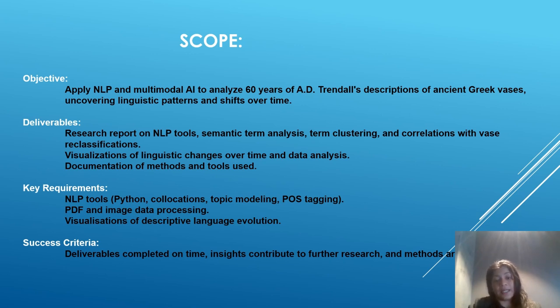For example, NLP tools would mean Python, topic modeling, POS tagging, all this could be used to develop that database, the core database that we're talking about. And then the success criteria will be delivering it on time, making sure by December or early November that we do have this final product and this research report that can be worked upon and developed so that the end goal of Trendall AI Center, or the vision, is satisfied.